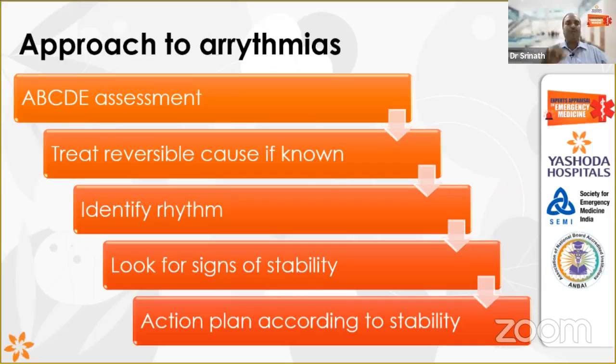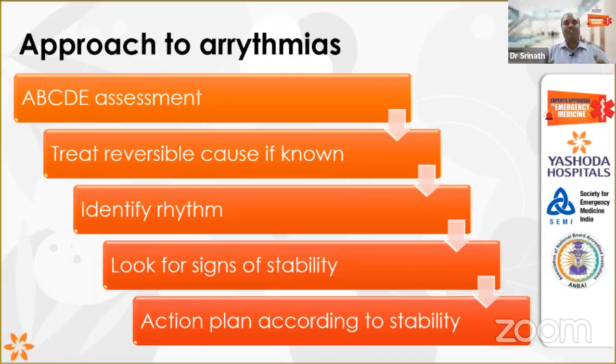Look for the signs of stability. Like, what are the signs of stability? Look for whether the patient is conscious or unconscious. Patient's heart rate, blood pressure, chest pain, sweating, pallor, or hypotension. So look in for all these things. These are the signs of stability. And then plan accordingly for instability. If you keep this approach in your mind for an arrhythmia patient, you will never lose any patient.